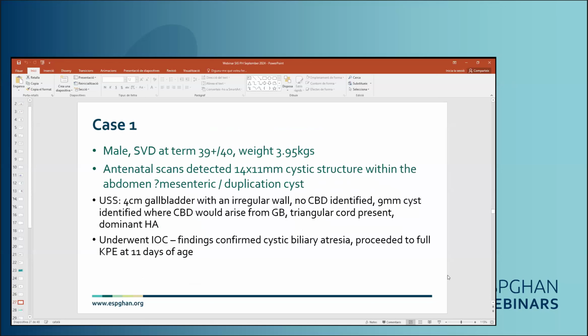So the first case, typical, we won't dwell on this too much, a baby born at term, decent weight, antenatally picked up a cystic structure within the abdomen, postnatally had an abnormal gallbladder with an abnormal wall, no common duct identified, a cyst present, a triangular cord, and a dominant hepatic artery. So this is a child that underwent an intraoperative cholangiogram fairly quickly and a full Kasai portoenterostomy at 11 days of age. Next slide, please.